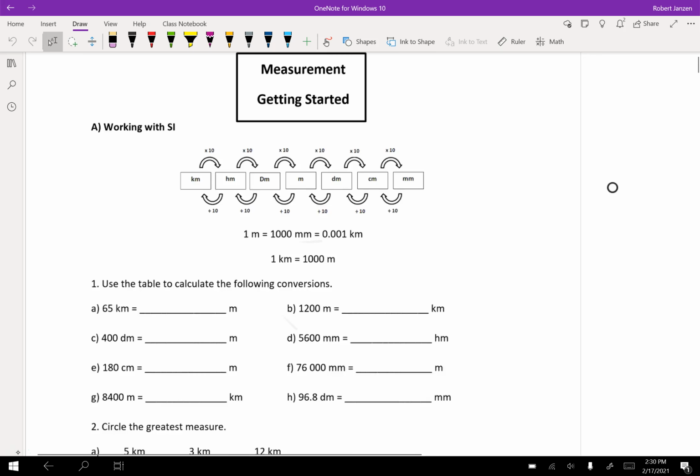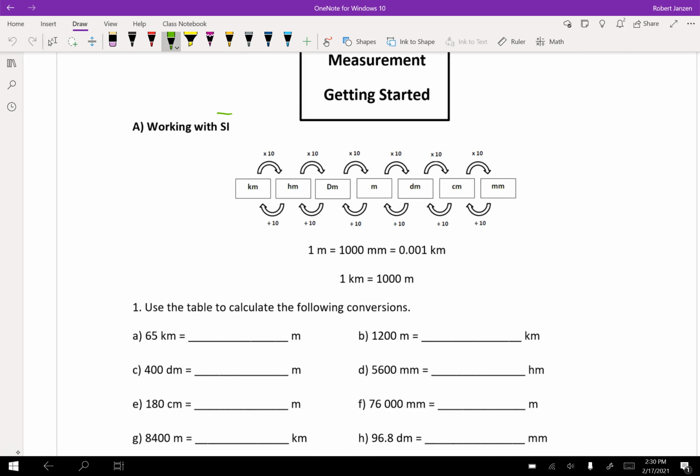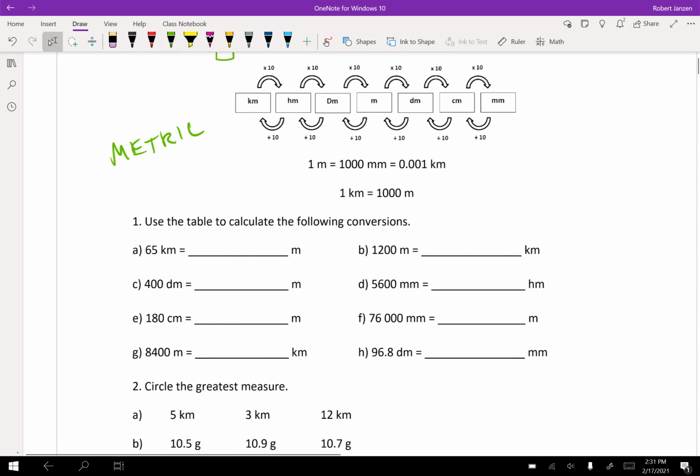Let's begin with the metric system, which is, by the way, also called the SI system, which stands for System International. That's French for International System of Measurement. You don't need to know that. We call it the metric system. Okay, let's do a quick review of the metric system and how to make conversions between the different units.